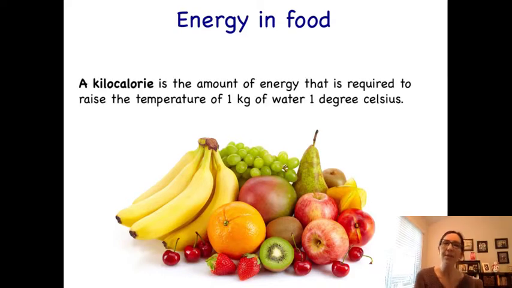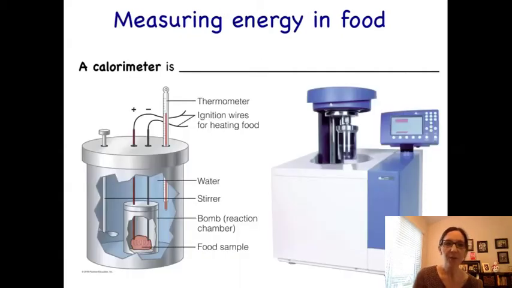A kilocalorie is the amount of energy that's required to raise the temperature of 1 kilogram of water by 1 degree Celsius. Okay, and so how do we figure out how much energy or how many kilocalories are actually in our food? Well, it turns out there's a couple of different ways that we can determine this. One way is to use a machine that can actually directly measure that heat energy that is given off when those chemical bonds are broken down. And so the first method that can be used is to use this calorimeter.